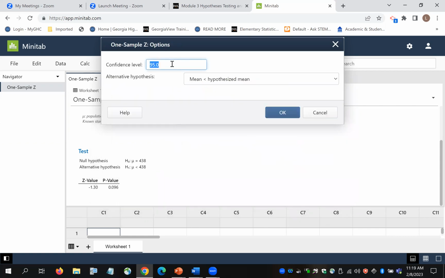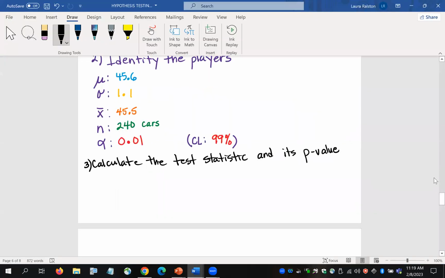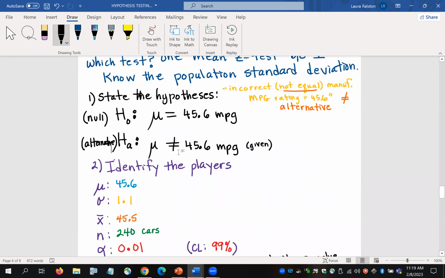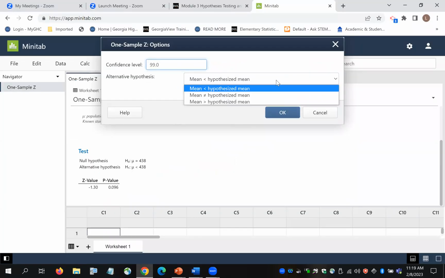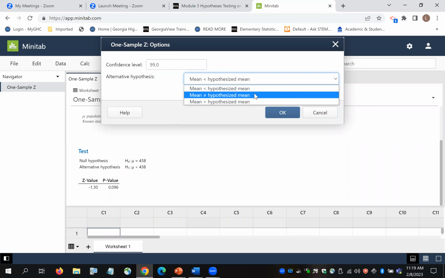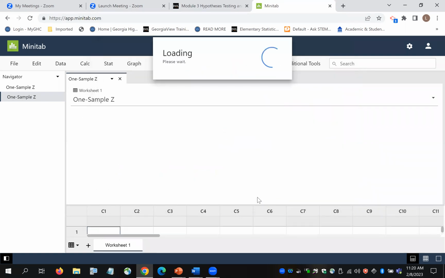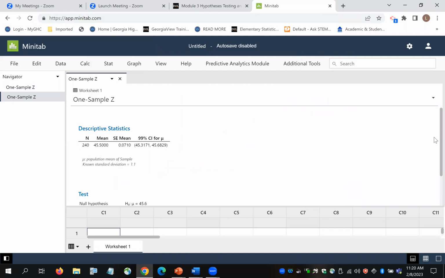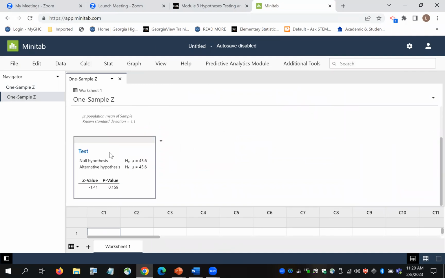We go to Options. My confidence level this time is 99%. My hypothesized mean, let me go back and double check. The symbol in the alternative was not equal because it said incorrect, not equal manufacturer's. Okay, so my alternative hypothesis contains not equal. I'm going to select the one with not equal. I click OK. I click OK again. Again, I have to scroll down just a little bit to find the test.